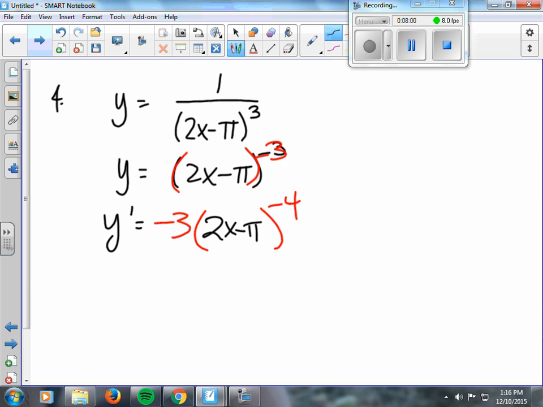This question is to remind you that the derivative of pi is 0 because it's a constant. Even if I had a pi squared in here, the derivative of pi squared is still 0. Okay, so be careful if you have constants that get letters and then it looks like we're operating on them. Well, they're still constants. Okay, and so that's your derivative there. I multiplied by 2 because that was the derivative of the inside function. And if we want to clean this up a little bit, this is negative 6 over 2x minus pi to the 4th.